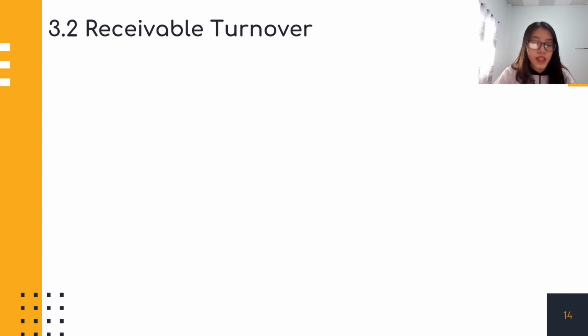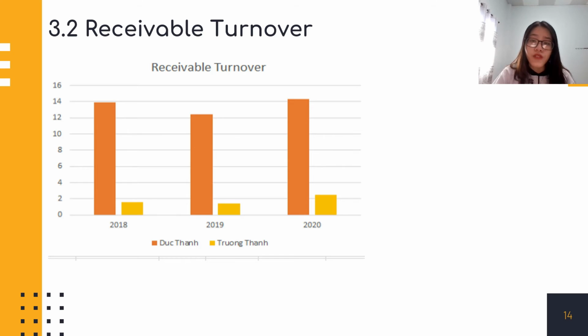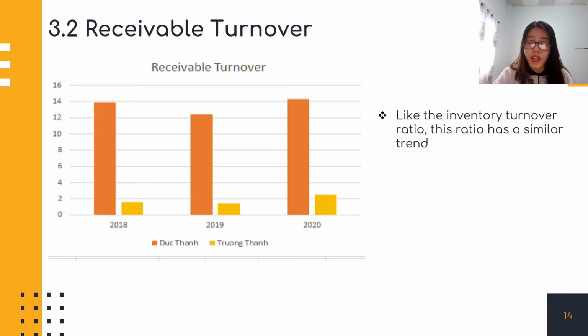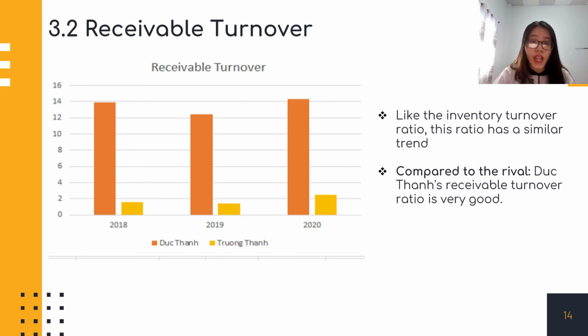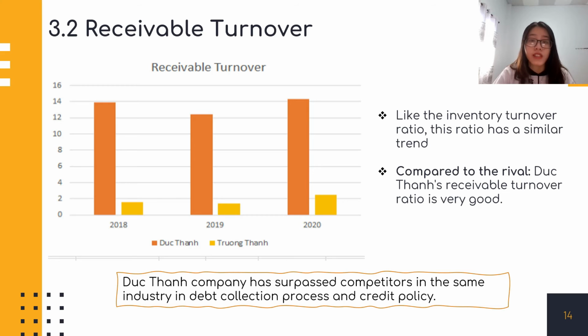Now, let's take a look at the receivable turnover. Like the inventory turnover, this ratio has a similar trend. Compared to the other company in the same industry, Đức Thành's receivable turnover is very good. This shows that Đức Thành company has surpassed competitors in the same industry in debt collection process and credit policy.